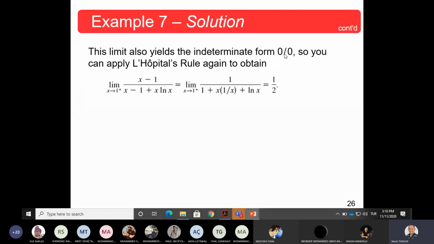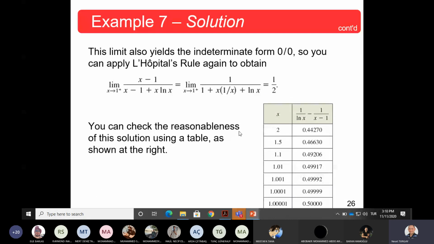So remember, we did one question, so you should use L'Hopital rule again. You are using L'Hopital rule for this one as well. Derivative of x minus 1 is 1. Derivative of the denominator is 1 plus x times 1 over x plus ln x. If you send x to 1, this expression gives you 1 over 2, the answer. And some table things, I'm just skipping this. So the answer is 1 over 2. Do you have questions?